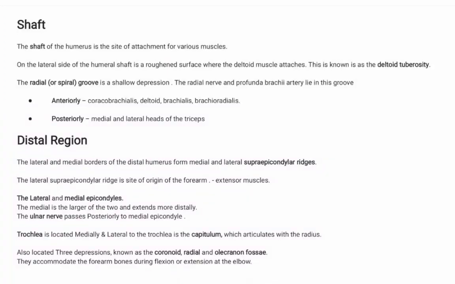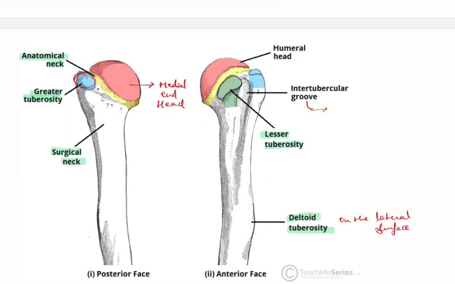Now moving ahead, we will read about the shaft. The shaft is a site of attachment of various muscles. About 13 muscles get attached over here, some at their origin and some at their insertion. On the lateral side of the humerus shaft, it is roughened and is known as the deltoid tuberosity, where the deltoid muscle attaches. As you can see here, as I already told you, it's rough and the deltoid muscles get attached here.